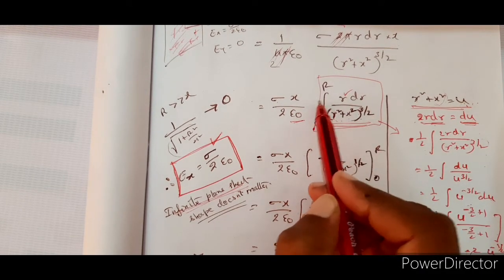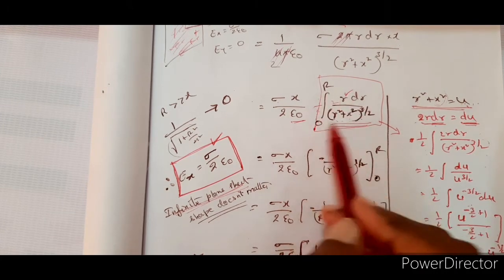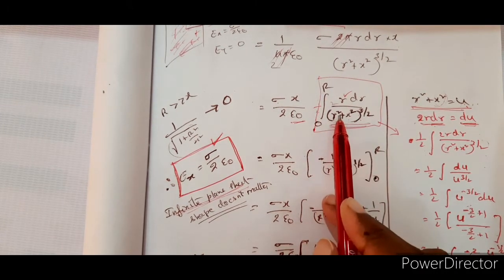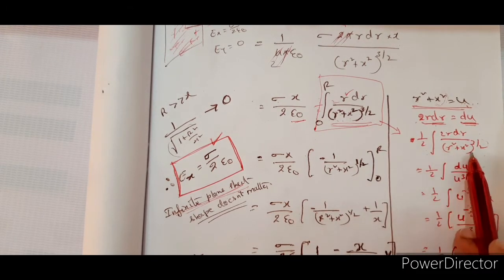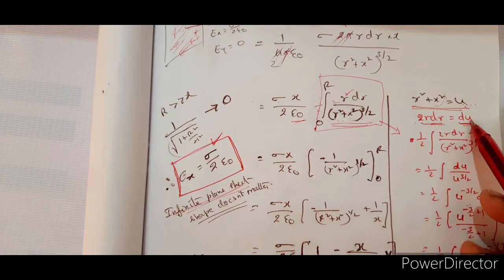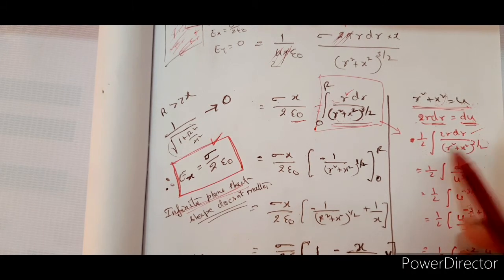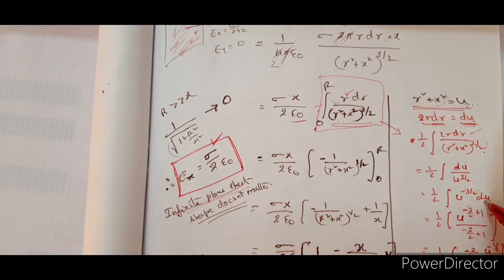So I am multiplying and dividing with 2 in this integration. So therefore half 2r dr divided by (r square plus x square) whole power 3 by 2. Now it's very easy. 2r dr is replaced by u du, and r square plus x square is replaced by u. That means u power minus 3 by 2. It is x power minus n dx.